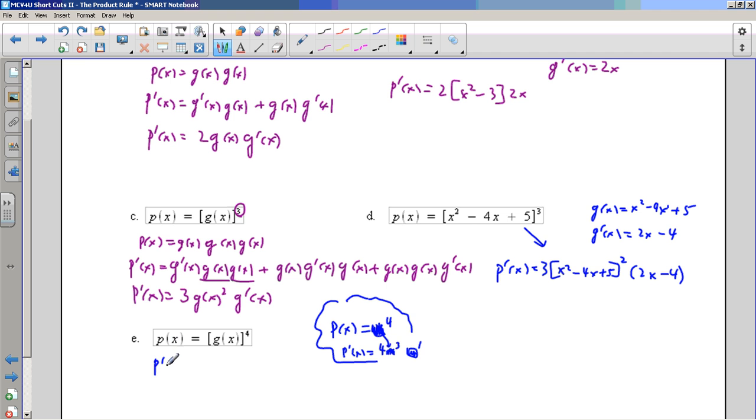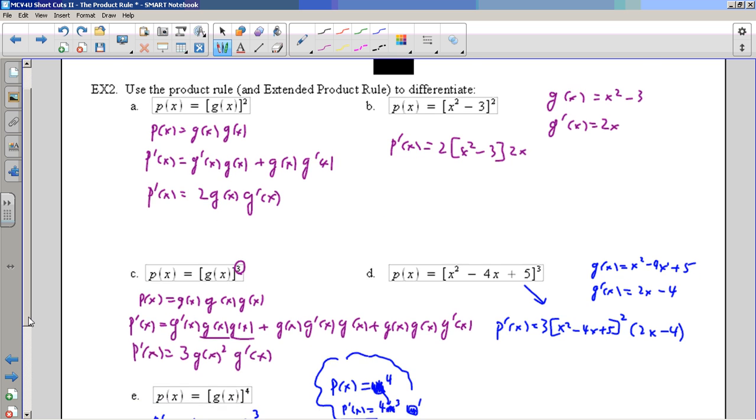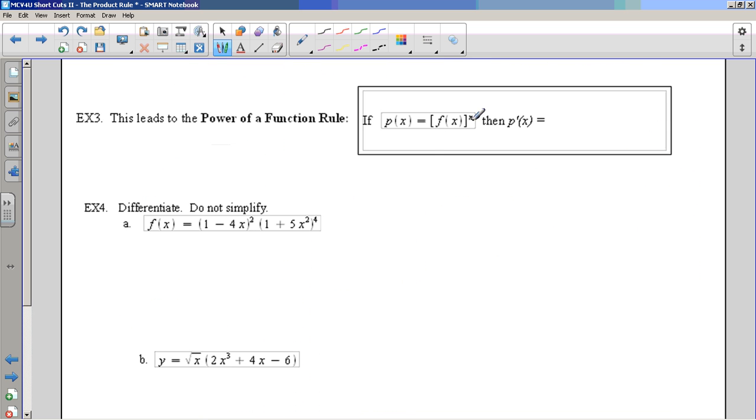So this one, p prime at x, the 4 comes down, the inside stays the same, that's the black square, the exponent goes down, and then I got to write down the derivative of the inside thing. And that is this whole long thing, except if it's the same function. This is the extended product rule. And so if I had this in general, if p at x is a power of another function, then to take the derivative, the exponent comes down, I write down the inside thing, subtract 1 off the exponent, then I got to take the derivative of the inside thing. Okay, and that's the power of a function rule.